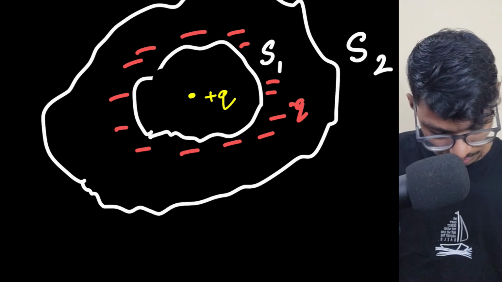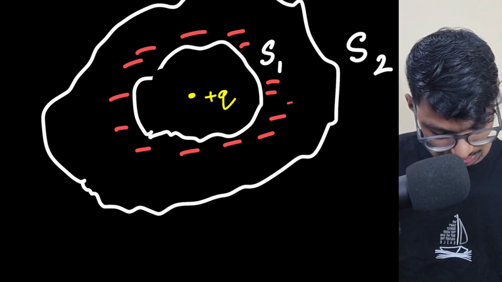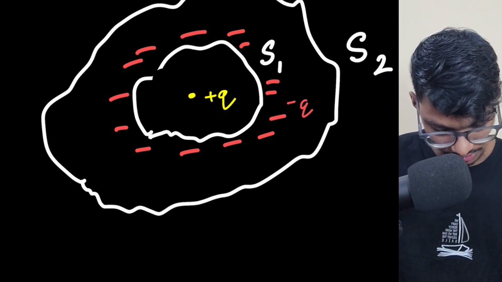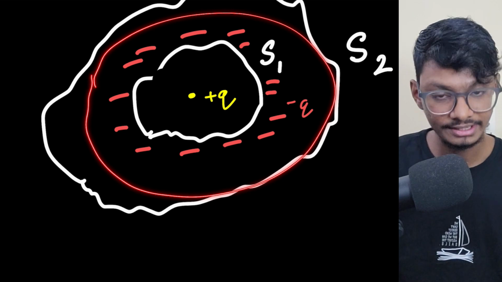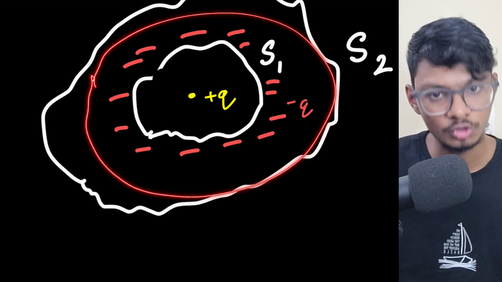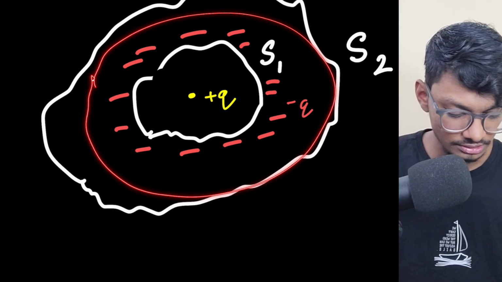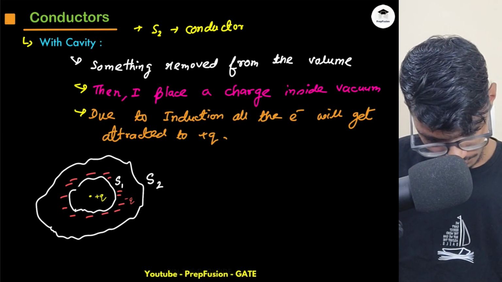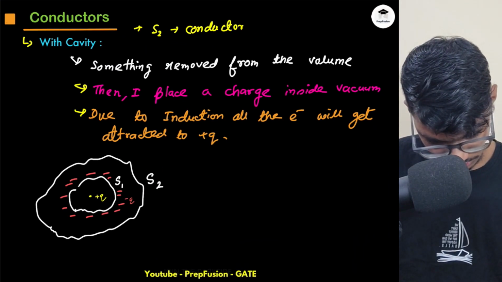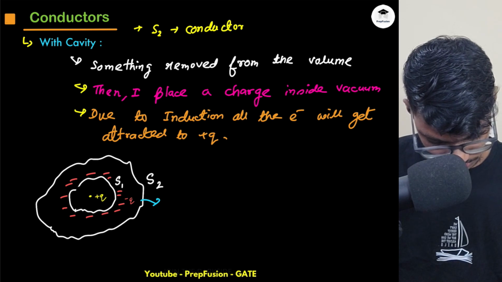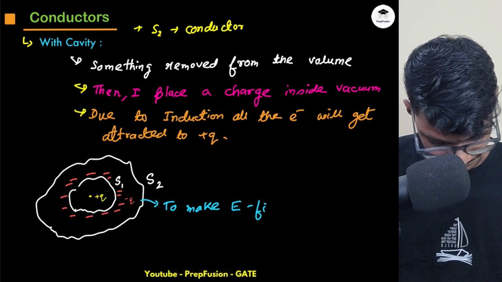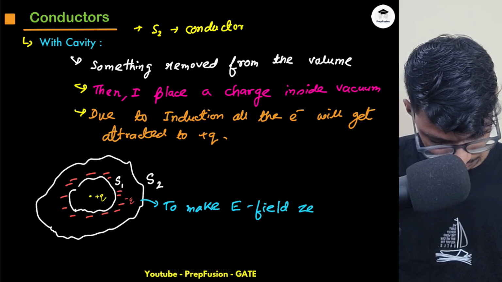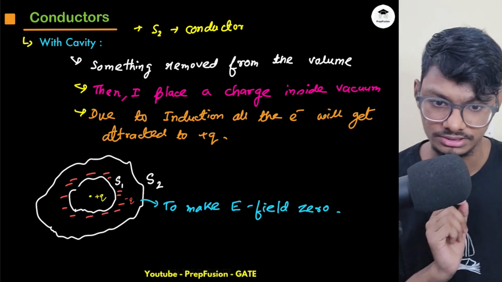Why? Because of the first property of a conductor, the electric field inside a conductor is 0, right? This part is still conductor, so if I take a Gaussian surface here, the electric field should be 0. So to make the electric field 0, this has to be minus Q.